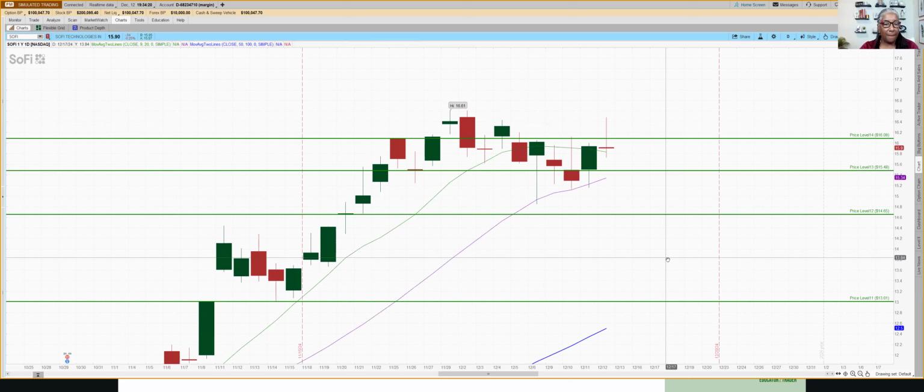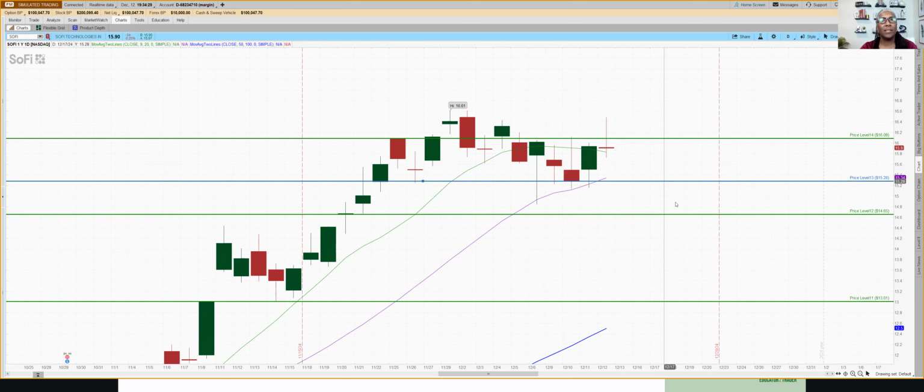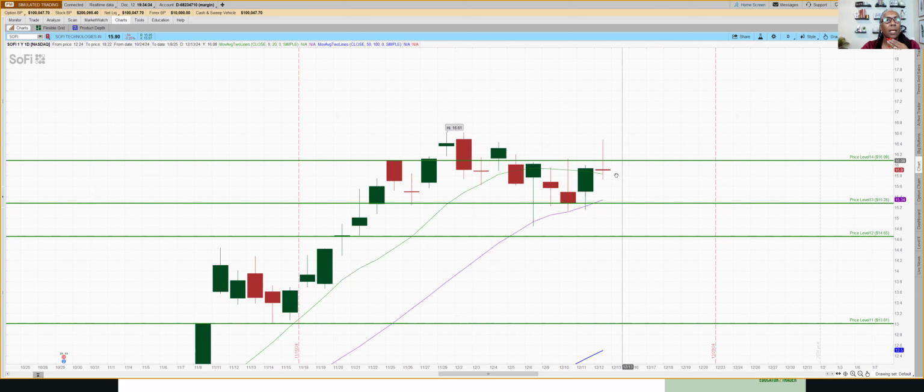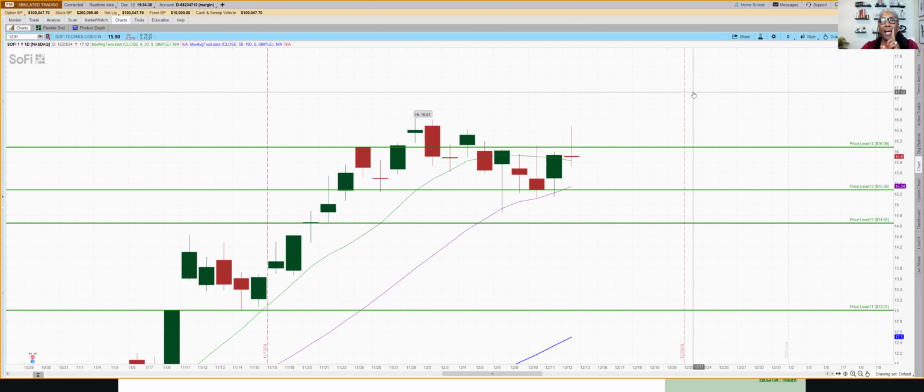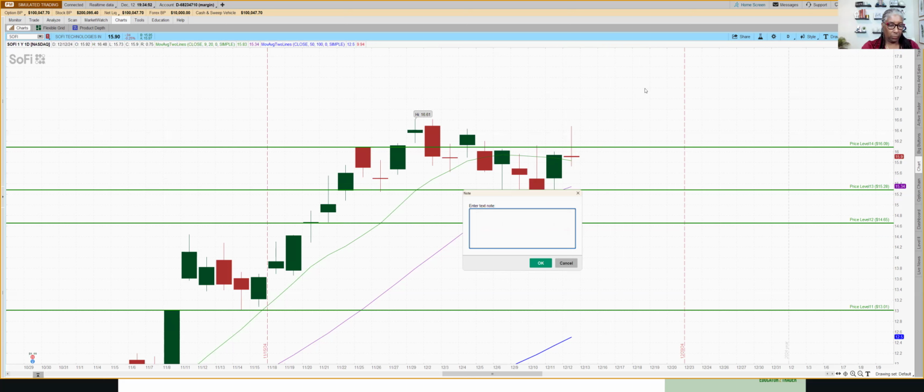I'm looking at SoFi. SoFi has been on the move a little bit. It can't seem to get across that $16 mark though. Can't seem to get across $16. Okay, let's look at a put credit spread. Let's look at a put credit spread. Okay, put credit spread, which is it bullish or bearish?